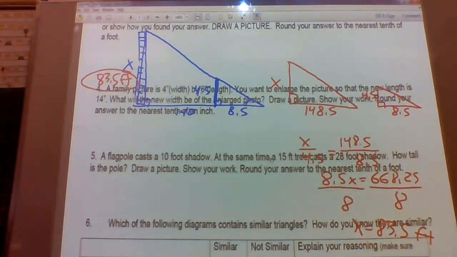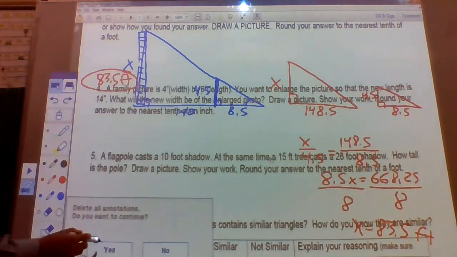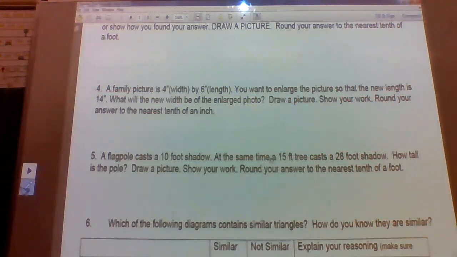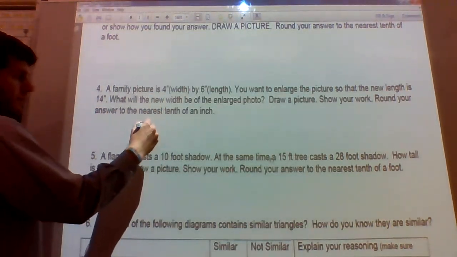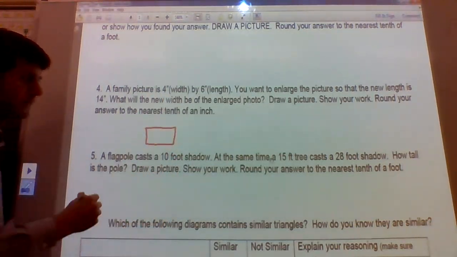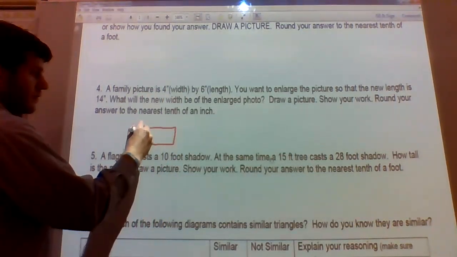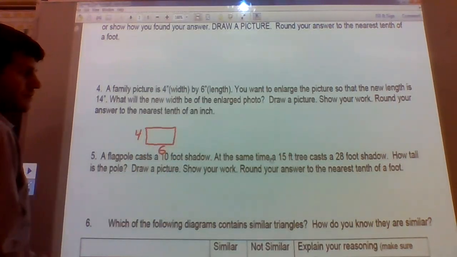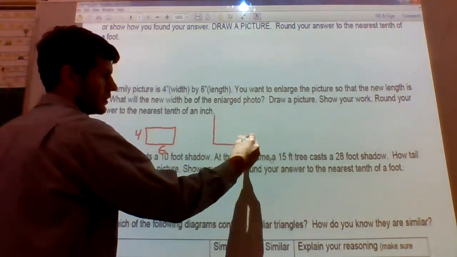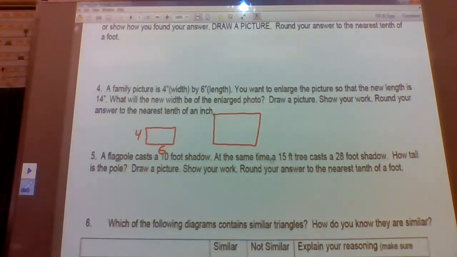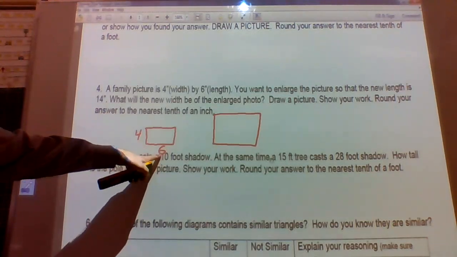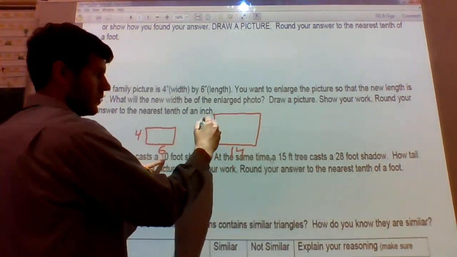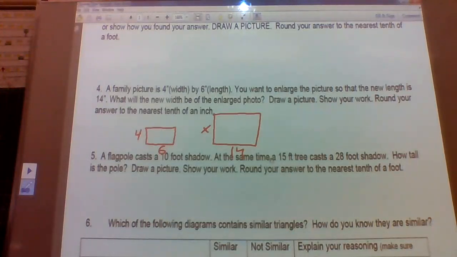Okay. A family picture is 4 inches wide by 6 inches in length. If you want to enlarge the picture so that the new length is 14 inches, what will the new width be? So here's our original. Width is 4, length is 6. We want to enlarge it. The new length, so this was our length, so our new length is 14. What's our new width going to be?